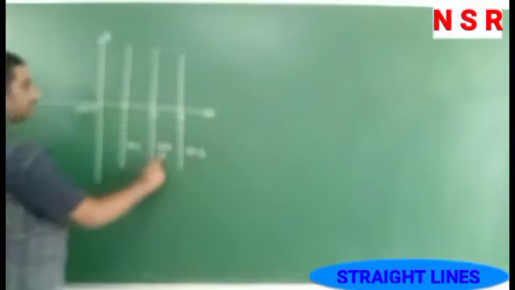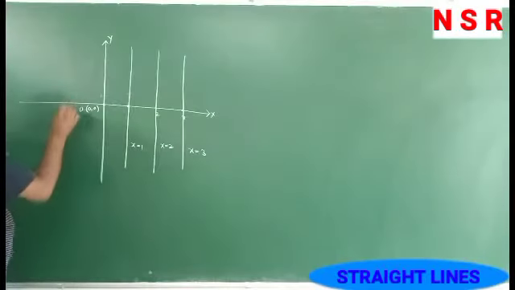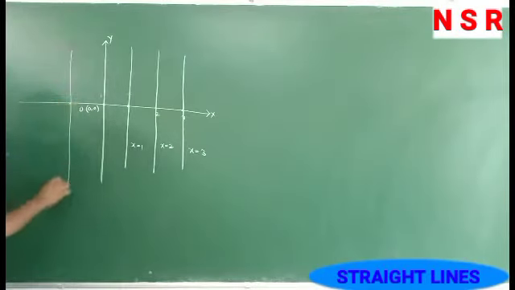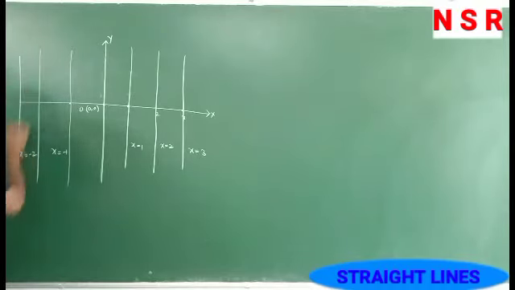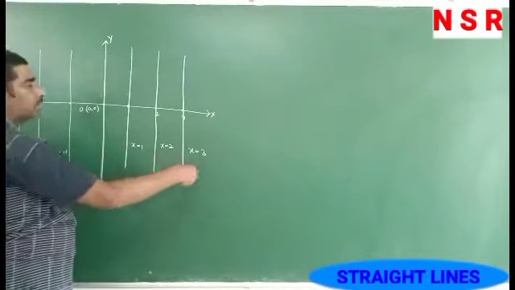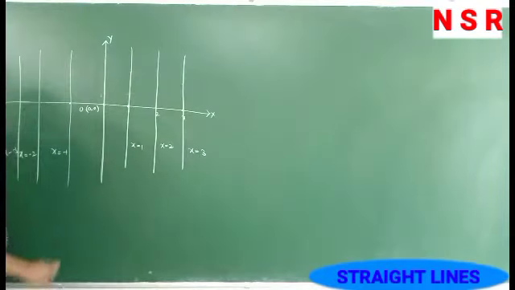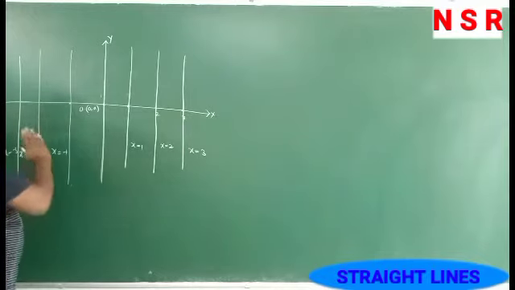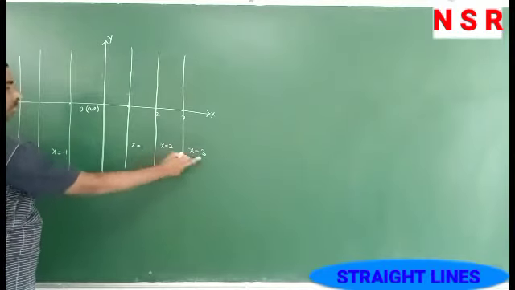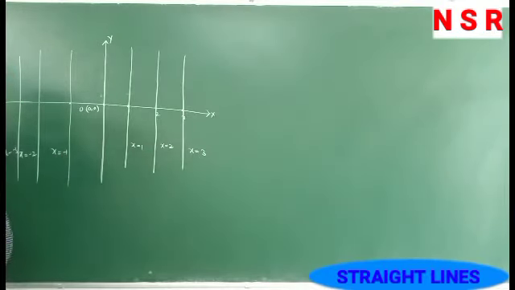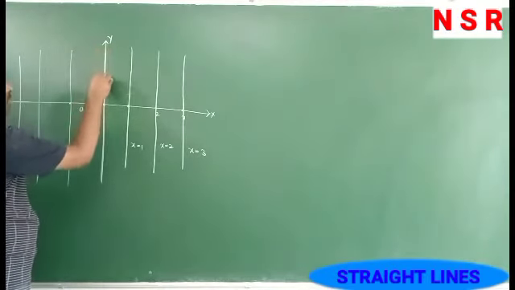So x equal to 1, x equal to 2, x equal to 3, x equal to 4, and on this side suppose this is minus 1, here x equal to minus 1, this is x equal to minus 2 and this is x equal to minus 3. So x equal to 1, 2, 3 up to infinity, and here x equal to minus 1, minus 2, minus 3. All these lines are parallel to the y-axis. And x equal to 0 is also a straight line. It lies on the y-axis.